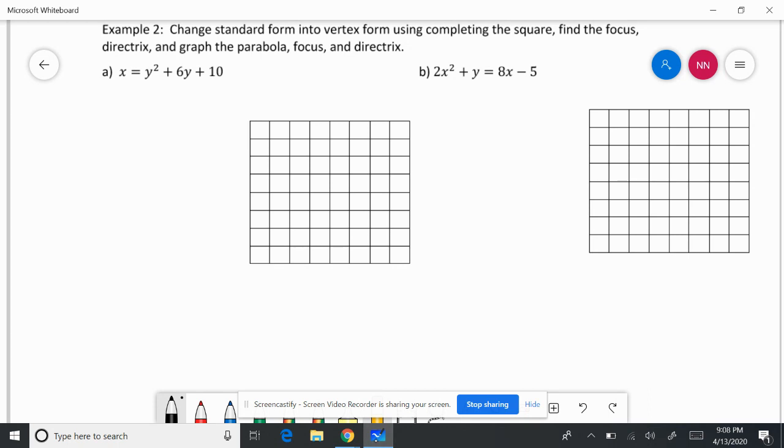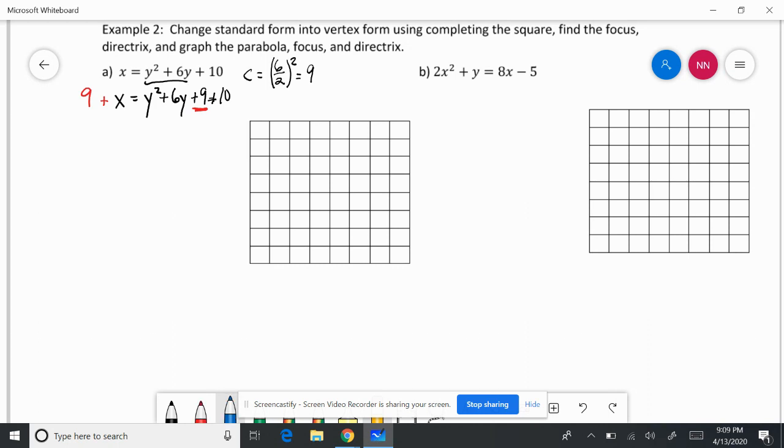Looking at this, what we have is x equals, we're going to take our expression and find our new c value in order to turn it into vertex form. So we take the 6 divided by 2, square it, which is 9. That gives us y squared plus 6y plus 9 plus 10. Now, remember, whenever we add 9 on one side, we have to do the exact same thing on the other.